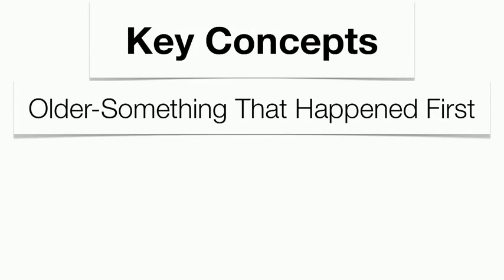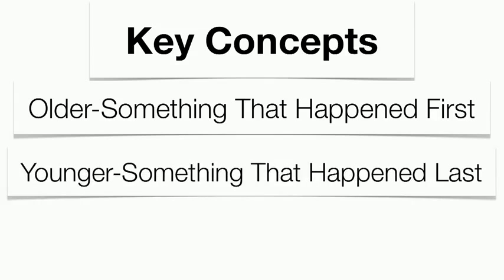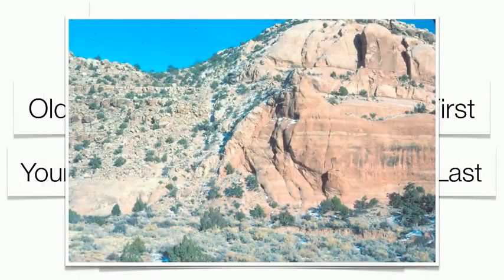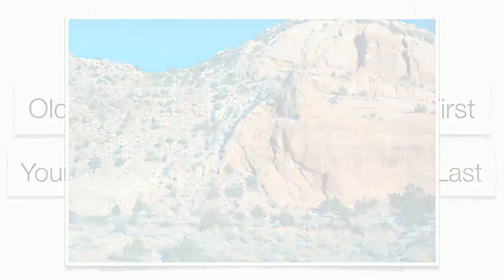There are a couple of key concepts here for understanding the sequence of events. Something that's older is something that happened first. Something that's younger happened more recently, or last. We're going to look at examples of outcrops of bedrock. Bedrock is just the rock underneath the surface. If it's exposed at the surface, it's what we'll call an outcrop. Here's a picture of an outcrop right there.